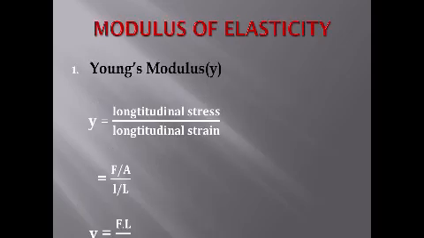For the modulus of elasticity, we are introducing new terms. The first modulus we study is Young's modulus, defined by Y. What is Young's modulus? Young's modulus is the ratio of longitudinal stress to longitudinal strain. According to the previous slide, longitudinal stress is F upon A and longitudinal strain is L upon L, so Y is F upon A upon L upon L. From this equation we get F into L and A into l.